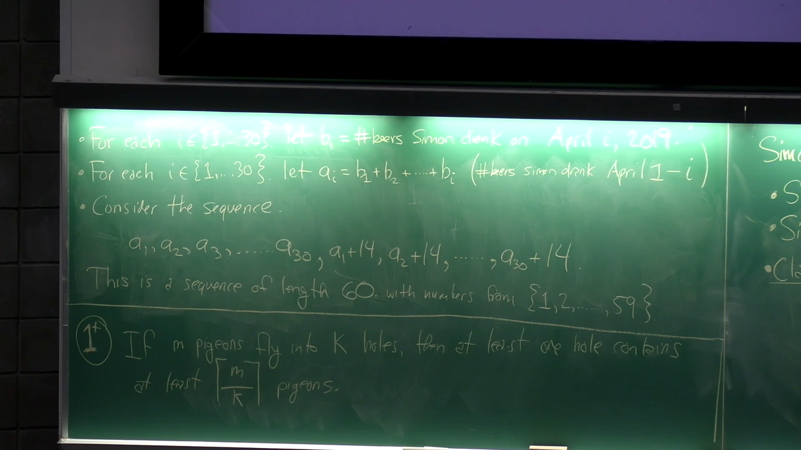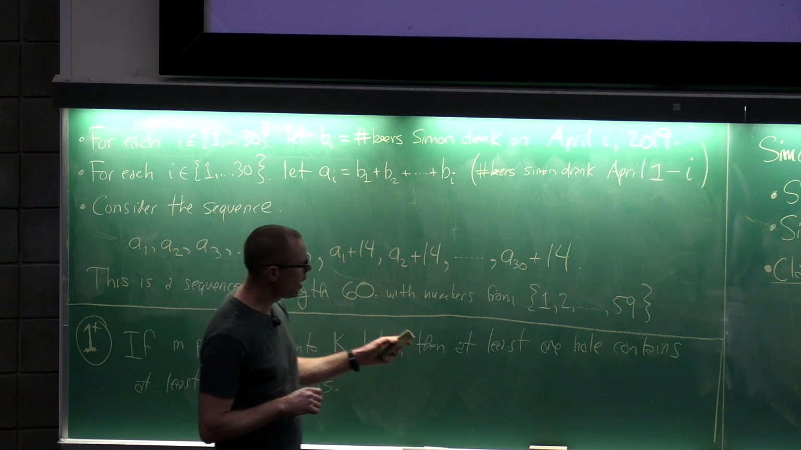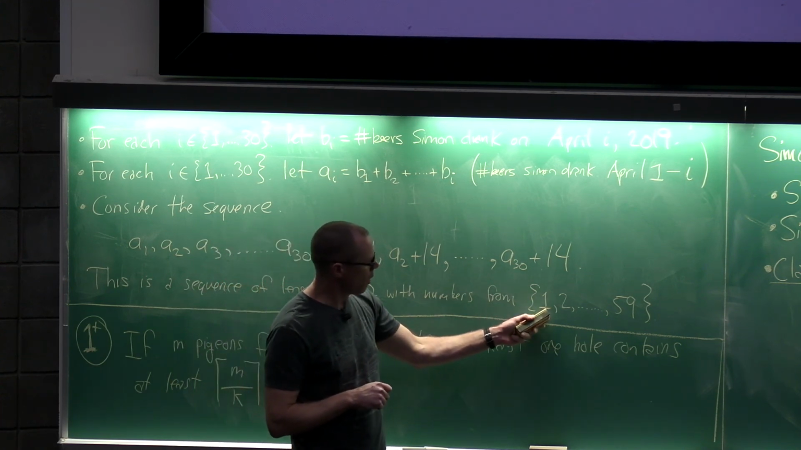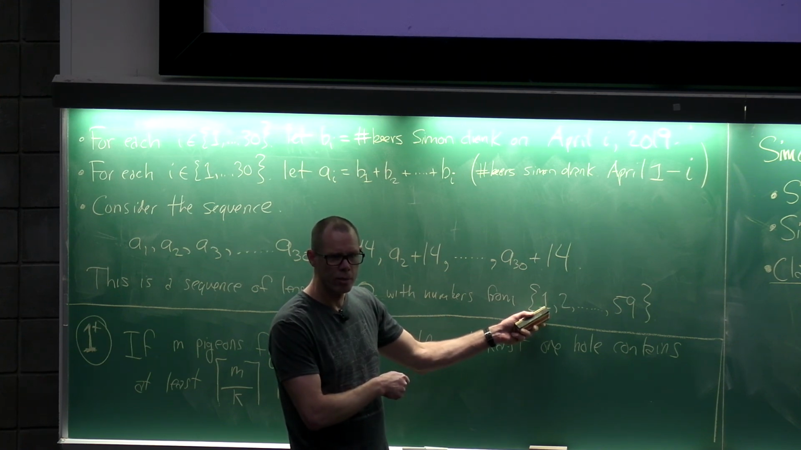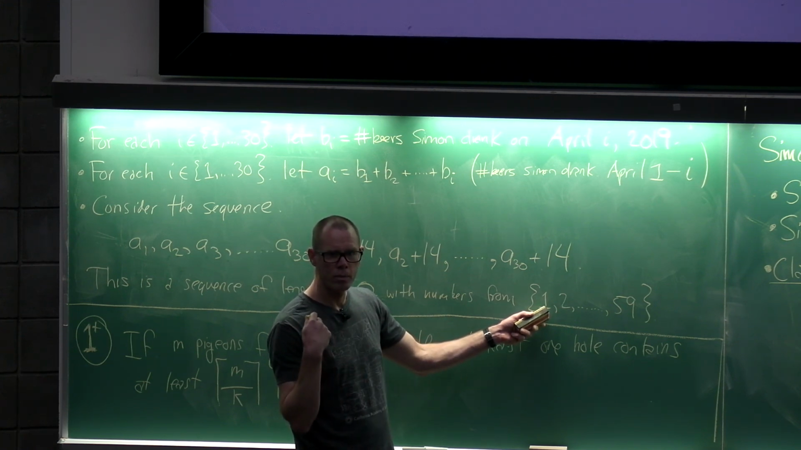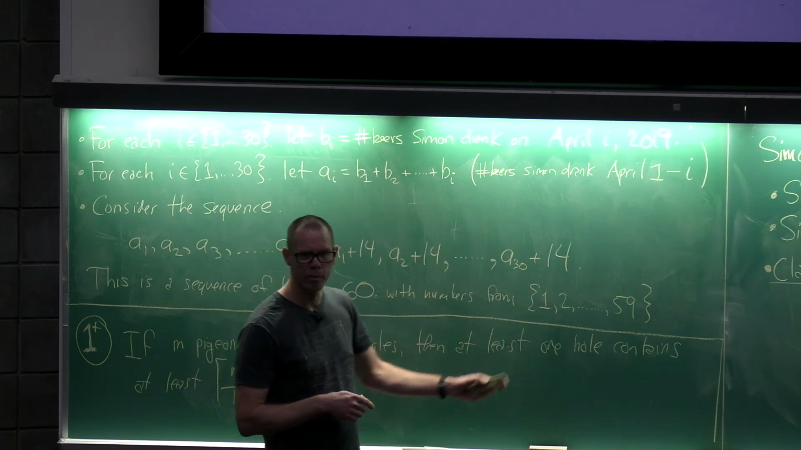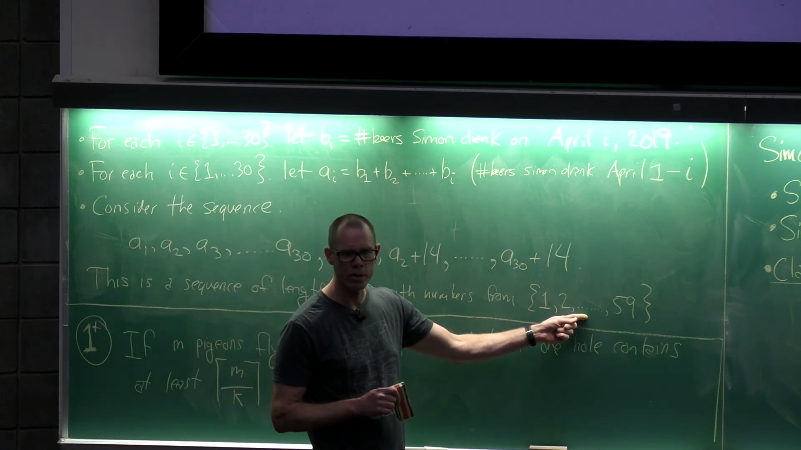What's the sequence of consecutive days that he drank? Too soon for that. What's the simple thing that I can conclude? I have more numbers than, so I have a list of 60 numbers, but all of them are in the range 1 through 59. So some number must appear more than once in the list, right? That's 60 pigeons flying into 59 holes.